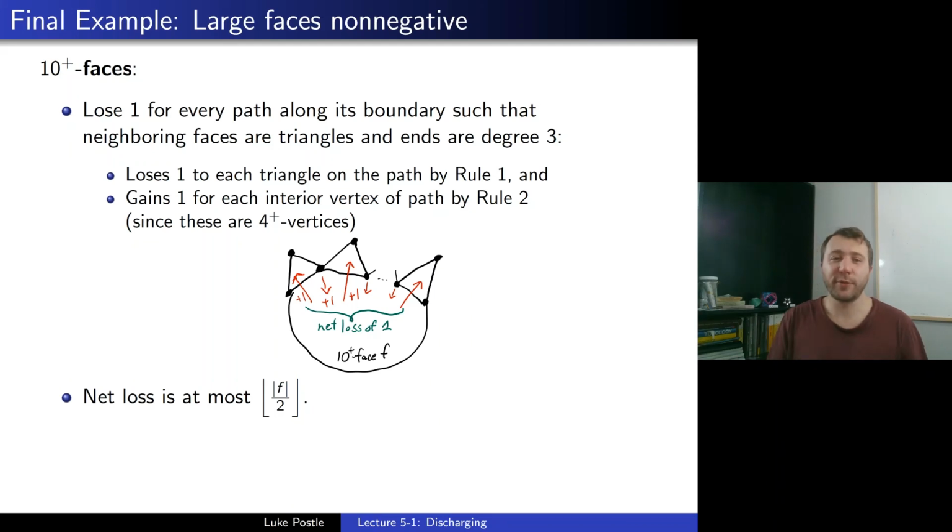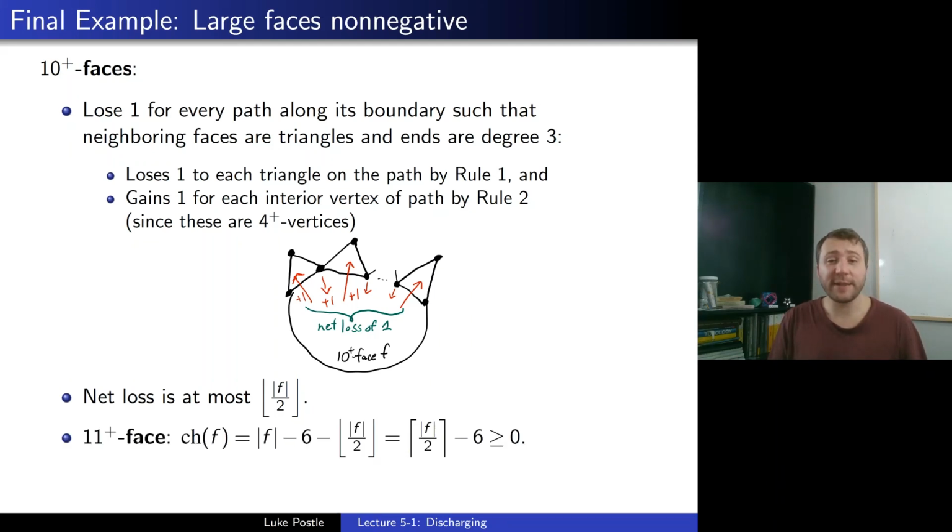So now we just go through. If you're an 11 plus face, our charge was f minus 6, and we lose f over 2 rounded down. That makes f over 2 rounded up minus 6, which is at least 0 if f is at least 11. You get 5.5, which would be 6 rounded up. That'd be good. So that would show that 11 plus faces are fine. If we weren't worried about 10s, we'd just be done. But we have to show this for the 10 face.